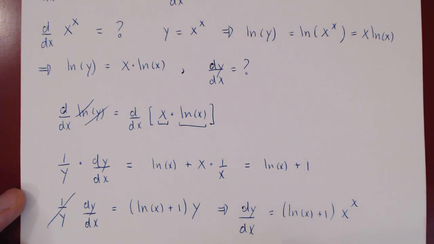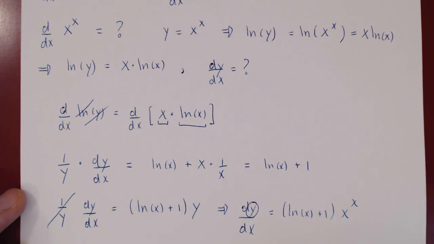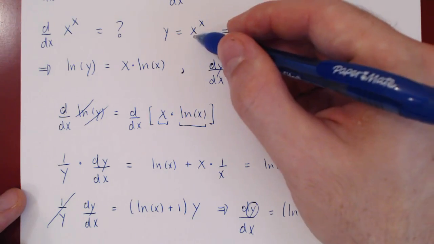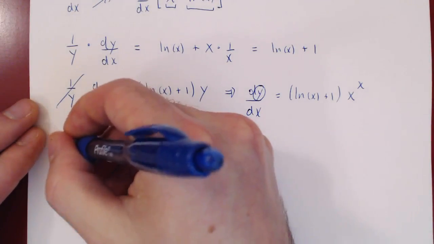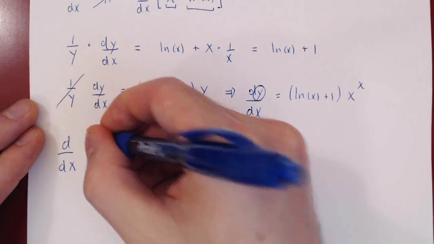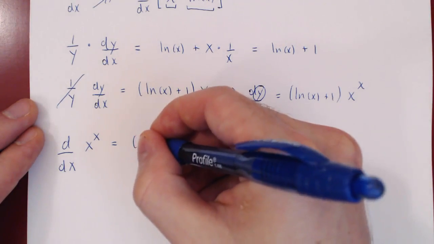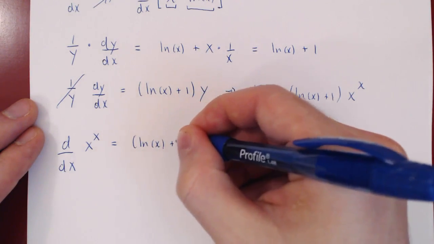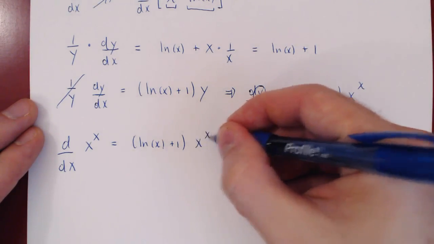And so we can finally write, if you want to replace y in here by its actual expression as a function of x, which is x to the x, we have our conclusion. The derivative of the function x raised to the power of x happens to be ln of x plus 1 times x to the x. And there you have it.